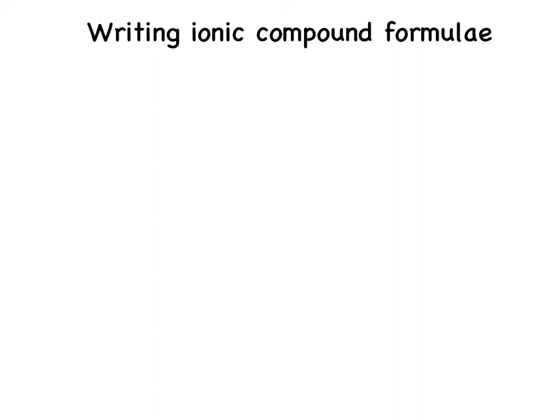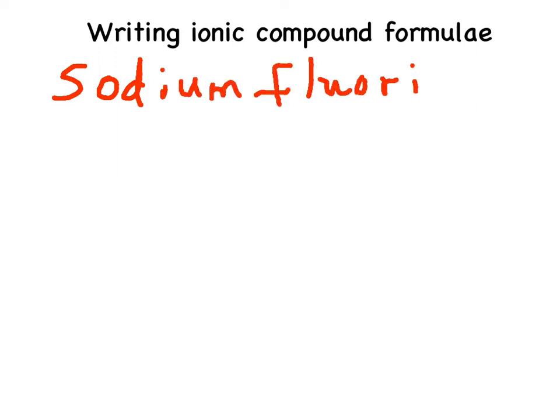So now we'll work at learning how to write the formula for ionic compounds. So let's try a fairly easy one first. Let's write the formula for the compound sodium fluoride. All right, so first you have to decide, what am I dealing with here? Well, you have an ionic compound. I know that because I have a metal, sodium, with a nonmetal, fluorine. So this is an ionic compound, sodium fluoride. All right, here are the steps you're going to follow for writing the formula for an ionic compound.